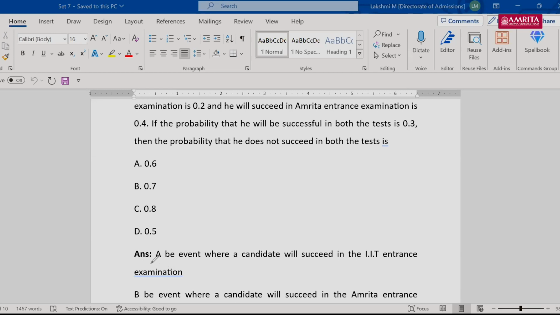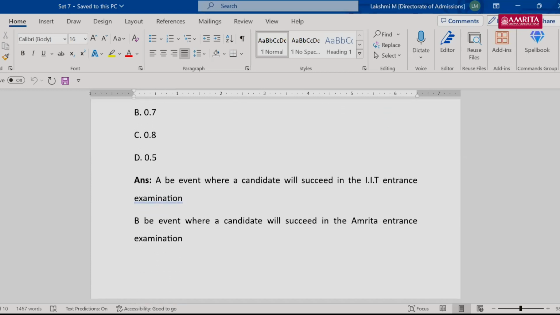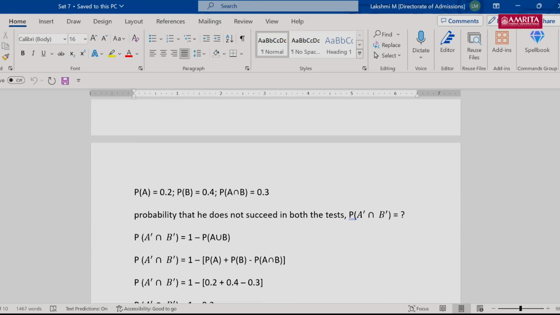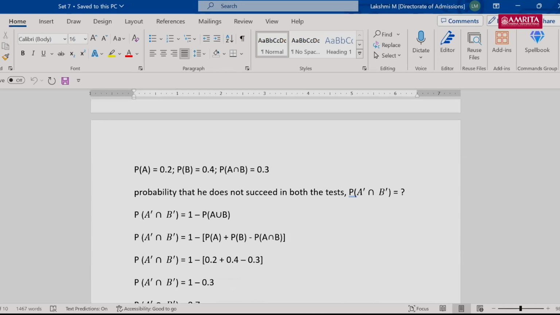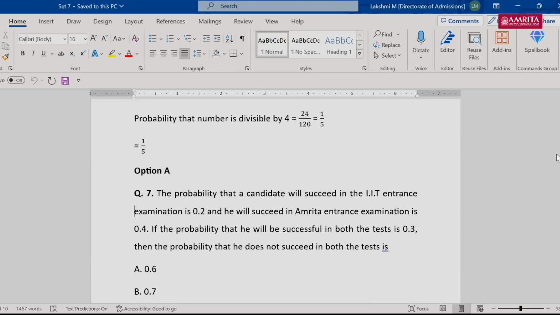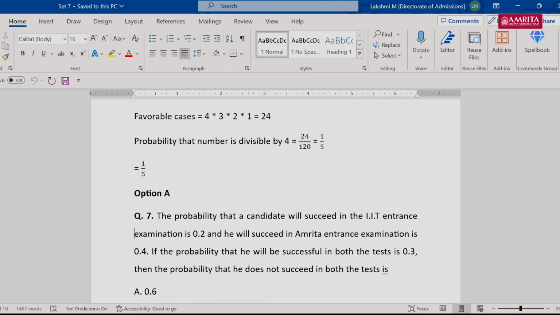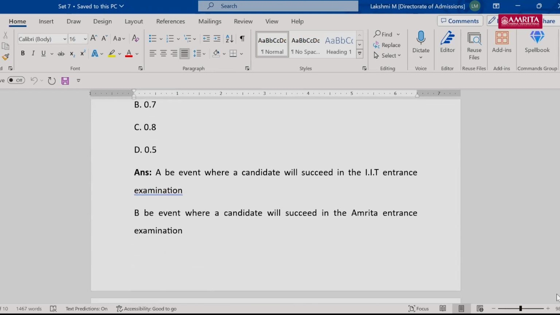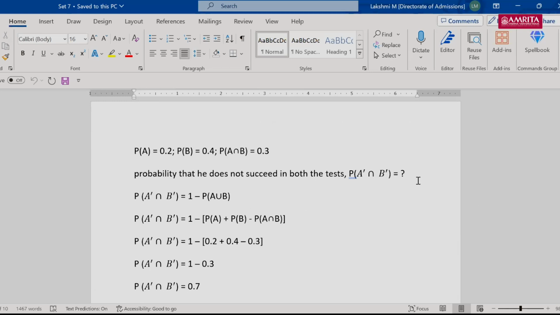I'm taking A as the event where the candidate will succeed in IIT exam, so that probability is already given. And B is the event where the candidate will be able to succeed in another entrance exam, that's Amrita. So P of A is 0.2, P of B is 0.4, P of A intersection B is 0.3. Now what is actually being asked? The probability of not being successful in both the tests. So it's A dash intersection B dash.